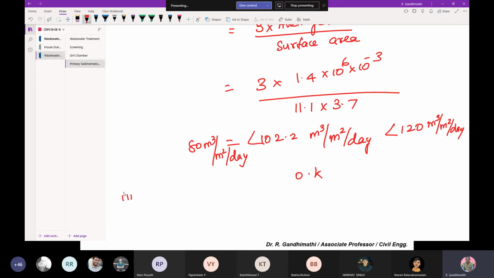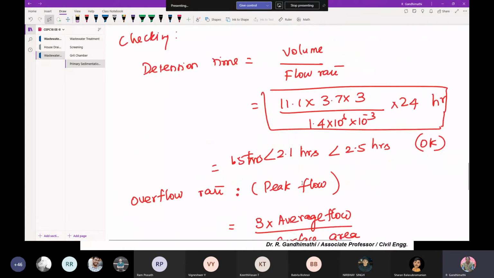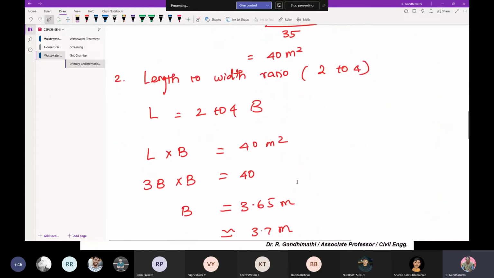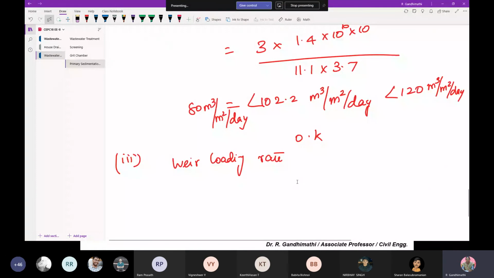Then one more checking is for weir loading rate. You can see here, the weir loading rate, this is for the average flow. It is 1.4 into 10 power 6 into 10 power minus 3 divided by the weir length. What will be the weir length here, students?